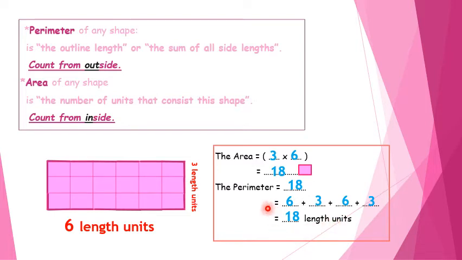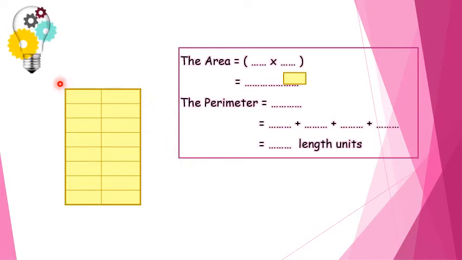Okay, so the difference between perimeter and area: perimeter is the outline only and the area is what's inside. Okay, I have this one here and I want to find the perimeter and area of it too. The area is the number of the inner units. So let's find it by using the rule number of row by number of column.